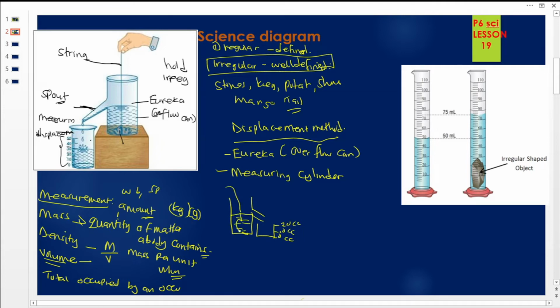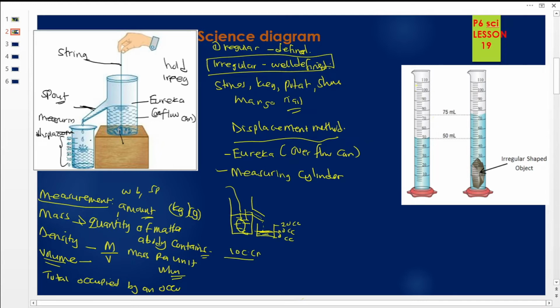Then when I put in the irregular shaped object, it is going to displace water where it is occupying. This water is going to rise up, because here it is open, then the water is going to drip inside here. When the water stops dripping, I am going to come and take the reading where the water has stopped. Let us assume that the water has stopped at 10. Therefore the volume of this stone is going to be 10 cubic units. The same applies to this one.